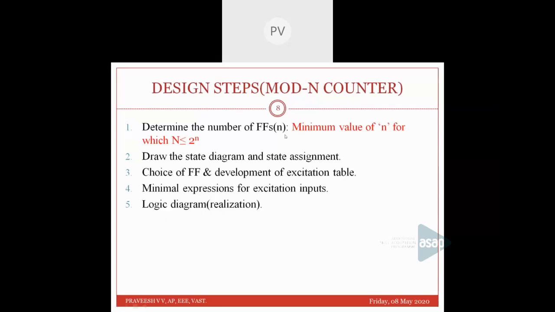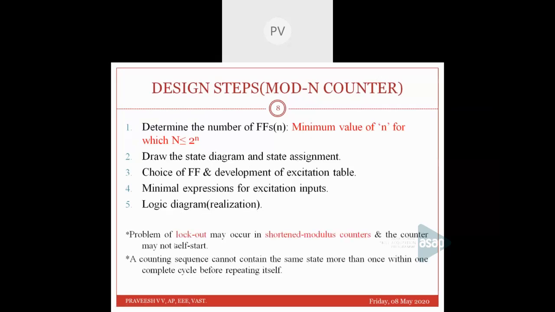So the steps are: first, you have to find the number of flip-flops. Then based on that flip-flop number, you have to draw the state diagram and perform the state assignment. Then choose the flip-flop, obtain the excitation table, then obtain the minimal expression using K-map simplification, and then finally implement using the logic diagram. Okay.